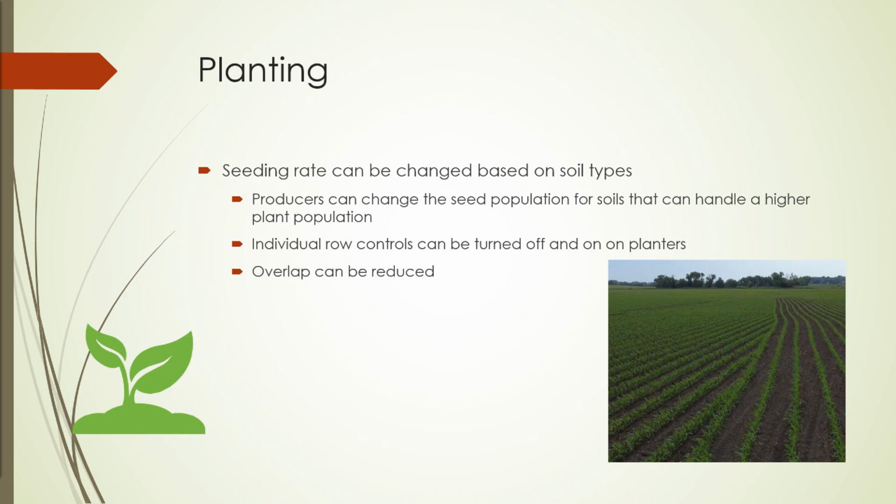Planting. We already discussed variable rate applications such as plant varieties and populations, but GPS gives us the ability to shut off individual rows to prevent overlap, saving you real dollars and costs.